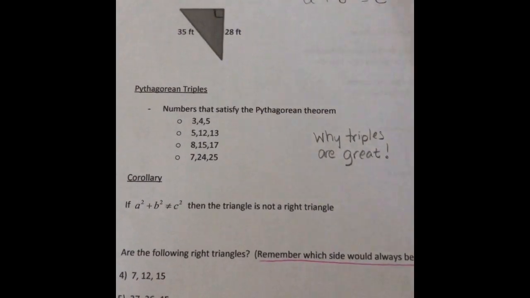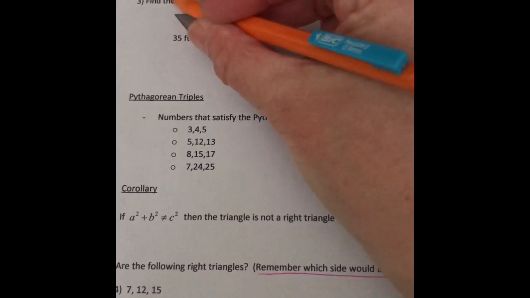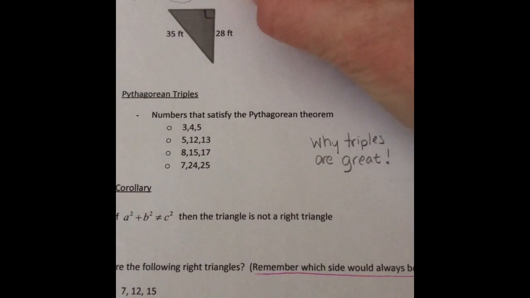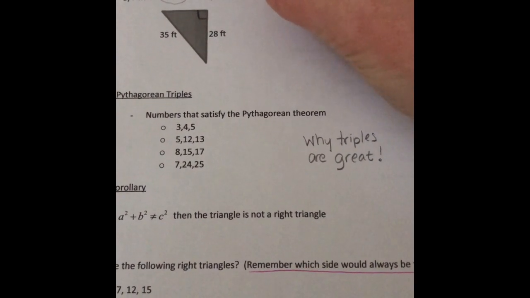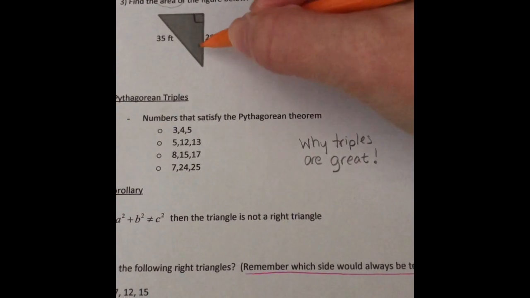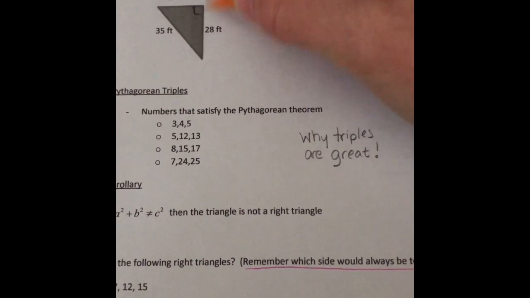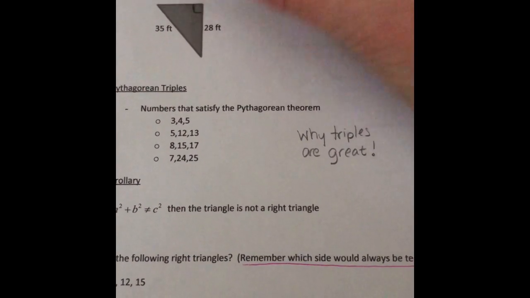Problem 3 is asking us to find the area of the figure below. To find the area of a triangle, we need to remember the formula: half the base times the height. The base and height have to form a right angle, so we only know one measure here. We need to figure out what the other leg is.